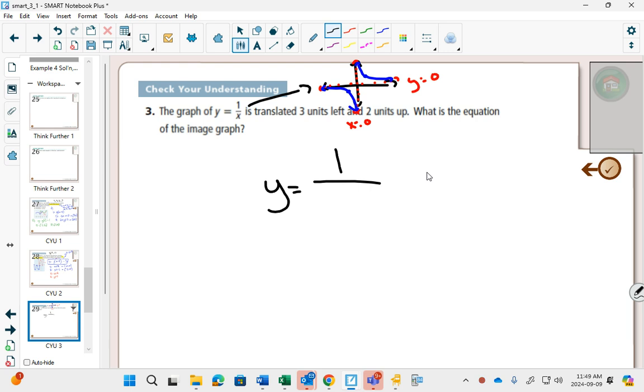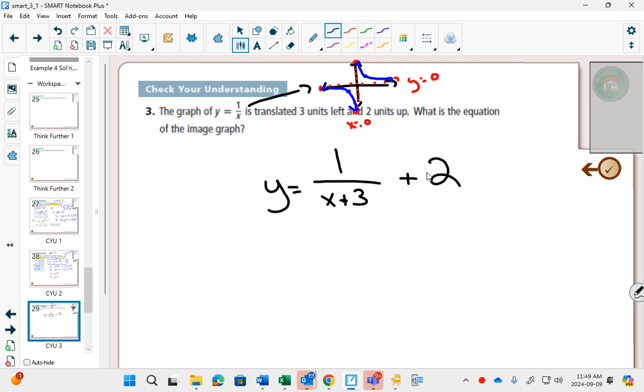where the x is everything left and right. We're moving 3 units to the left. X's are liars. So on the bottom we would have x plus 3. Then we move 2 units up. That happens outside of the function as a plus 2.